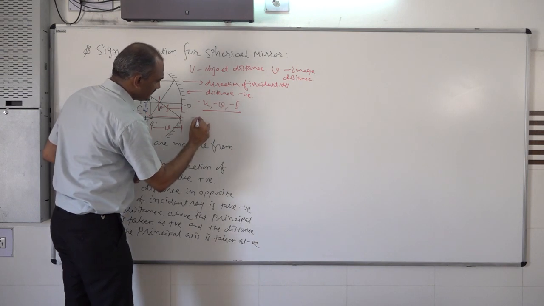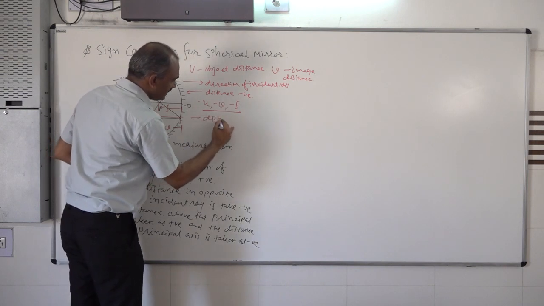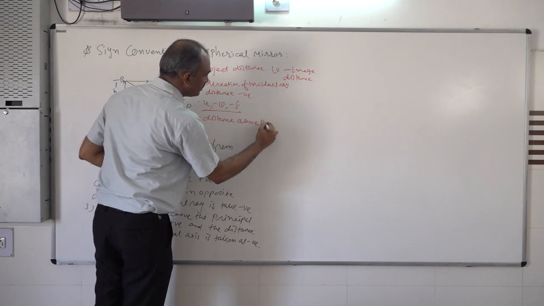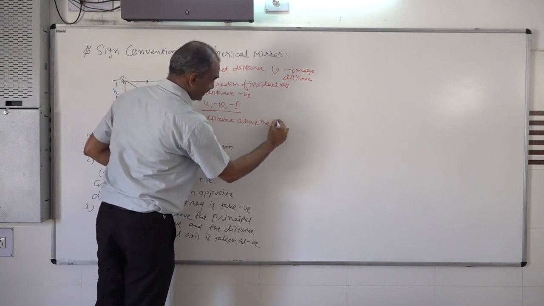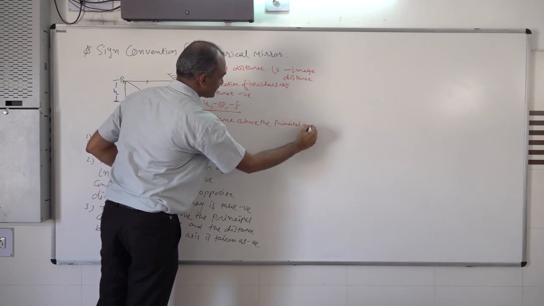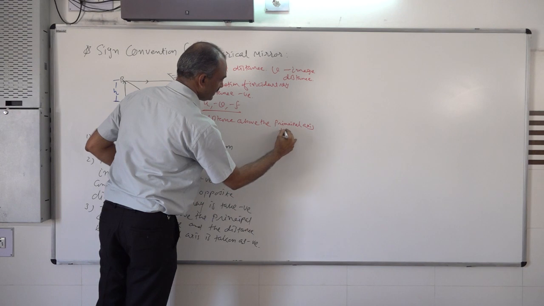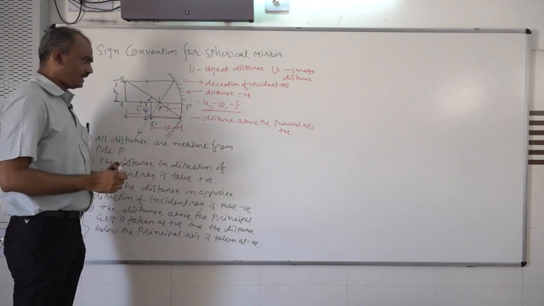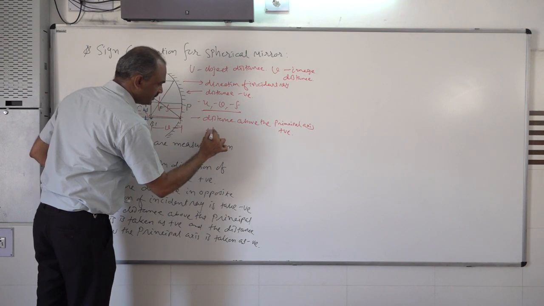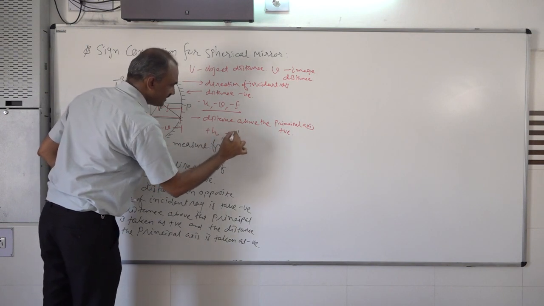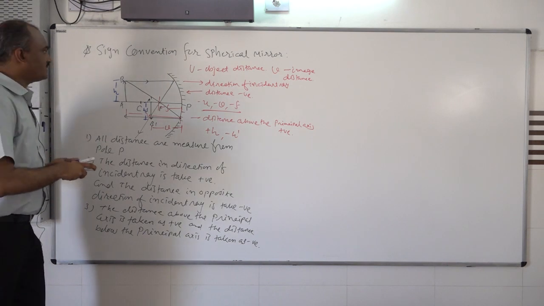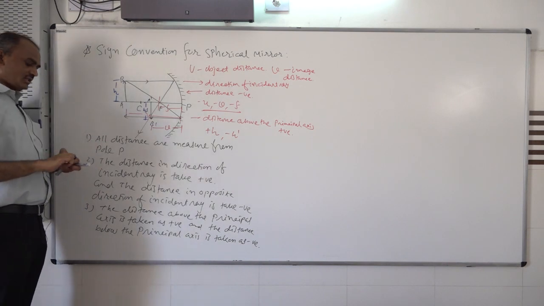The distance above the principal axis is positive. Okay. So here we get H positive, and H dash we get negative sign. Okay. So this is the sign convention for the spherical mirror.